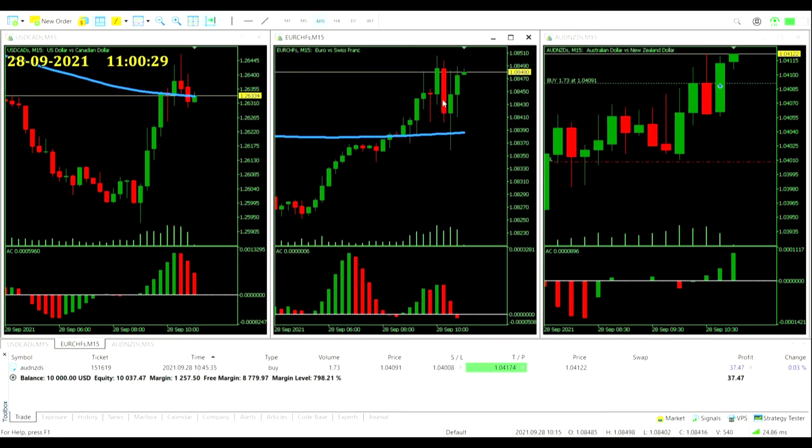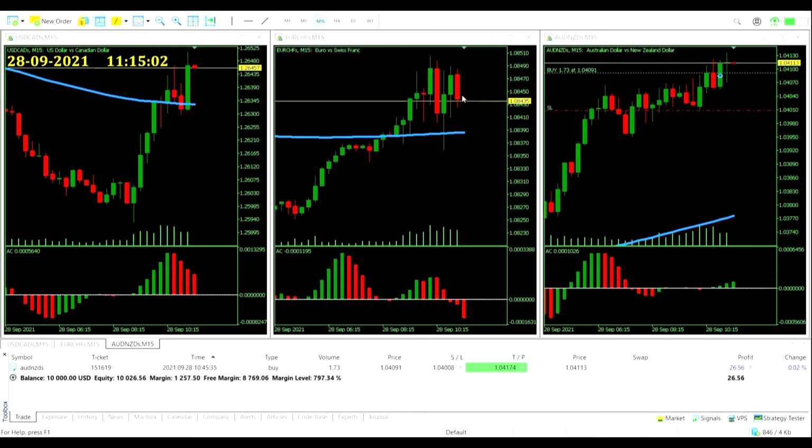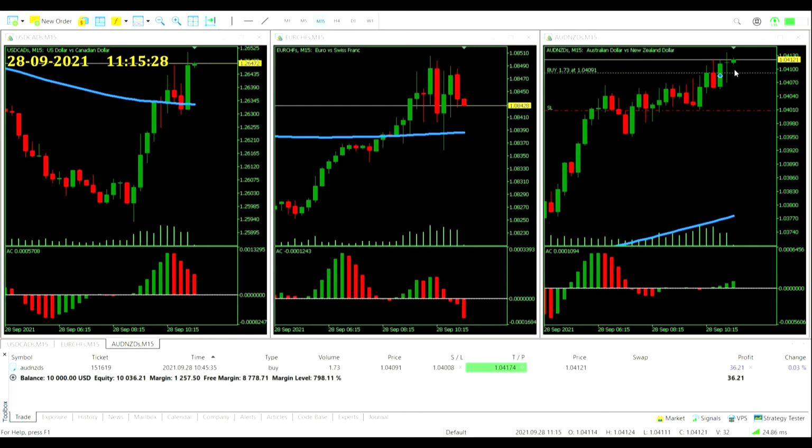So we may see a crossover here on the Euro Swiss franc as well, getting us into a buy trade. And as we see the candle finish red there on the Euro Swiss franc, the accelerator oscillator does move quite a bit more below zero. So no sustained signal there. This is why you have to wait for the close and can't just go in over a little bit of a crossover. Meanwhile, our trade ticking along nicely.